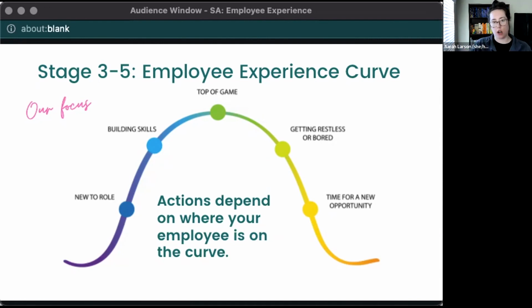So along this curve, are there any questions either about the curve in general or at specific points?